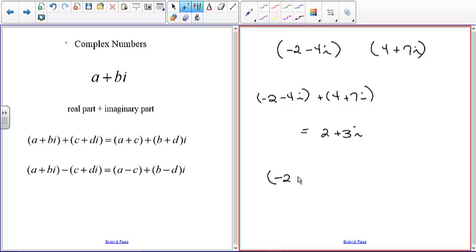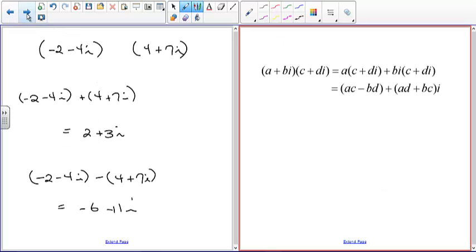Now let's say we subtract instead of add. So let's subtract the second number. So again, we're going to deal with the real parts first. So you've got negative 2 minus 4, that's negative 6. And then we have negative 4 minus 7. Negative 4 minus 7 is negative 11. So that would be the result for complex addition and subtraction using that example.